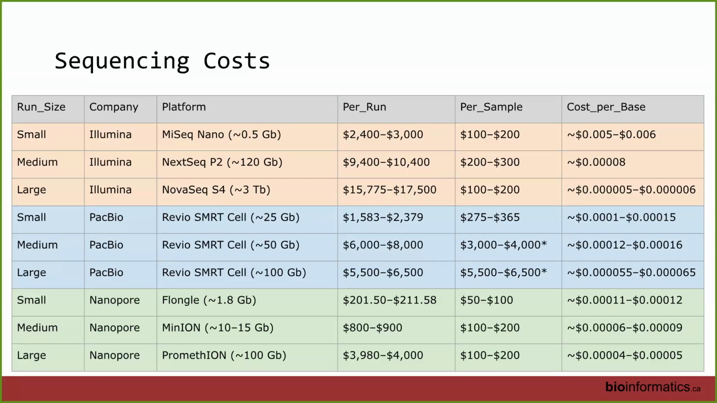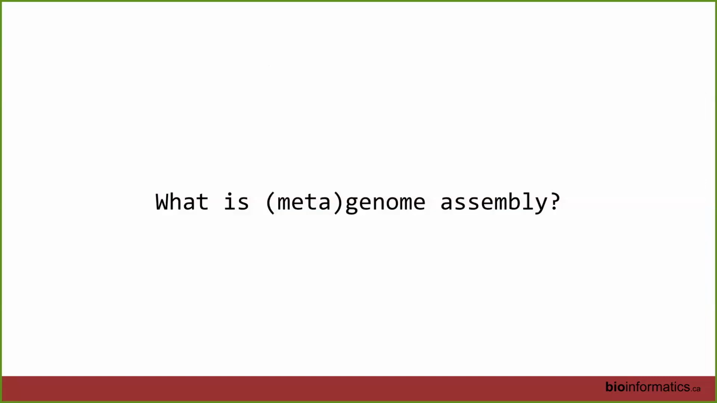Okay, so what is a metagenome assembly? A metagenome assembly is a way by which we take raw reads of any kind that we have, and we use a type of k-mer-based analysis to combine those.